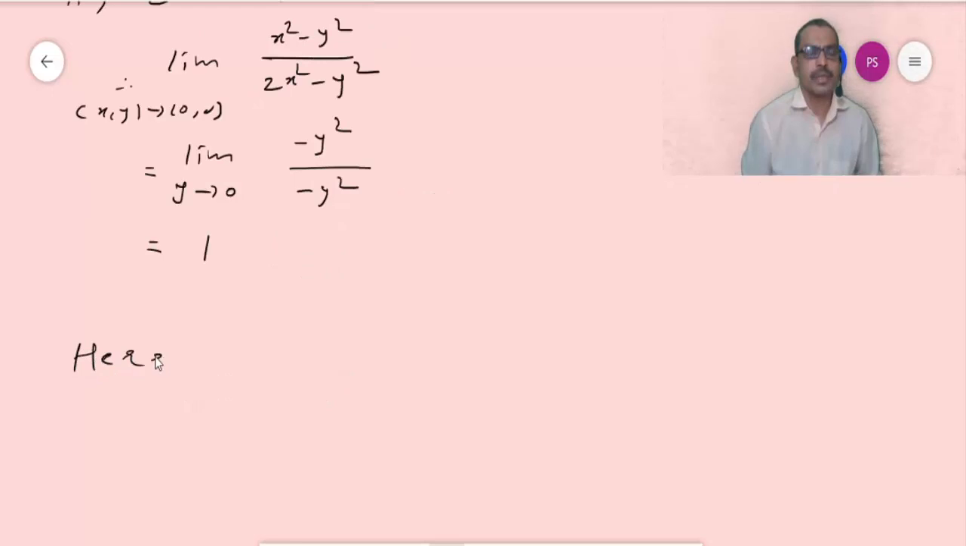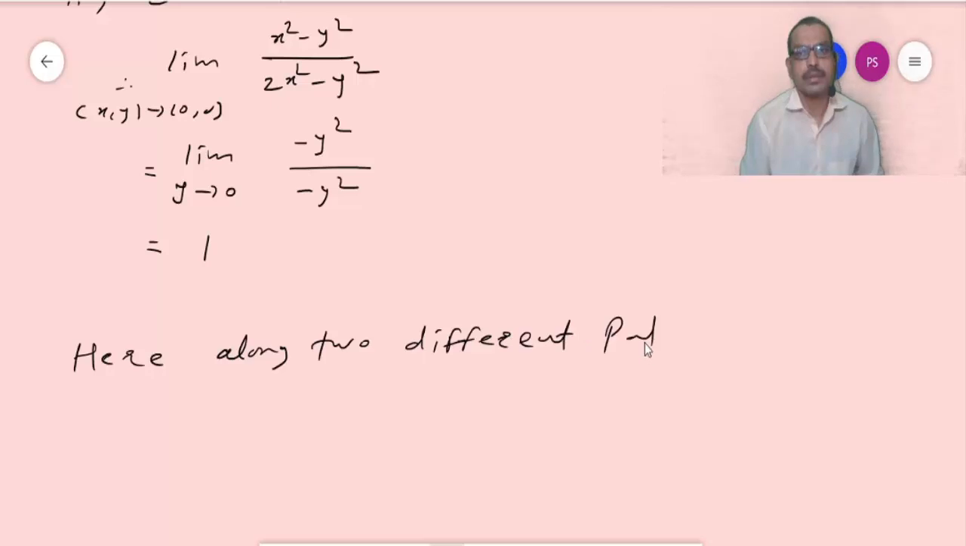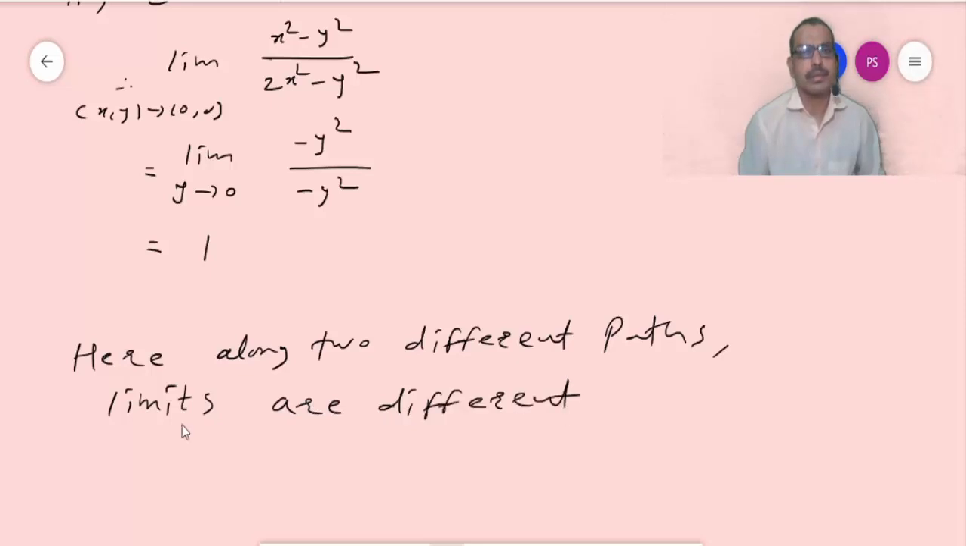Here along two different paths, limits are different. Then we say that the limit does not exist.